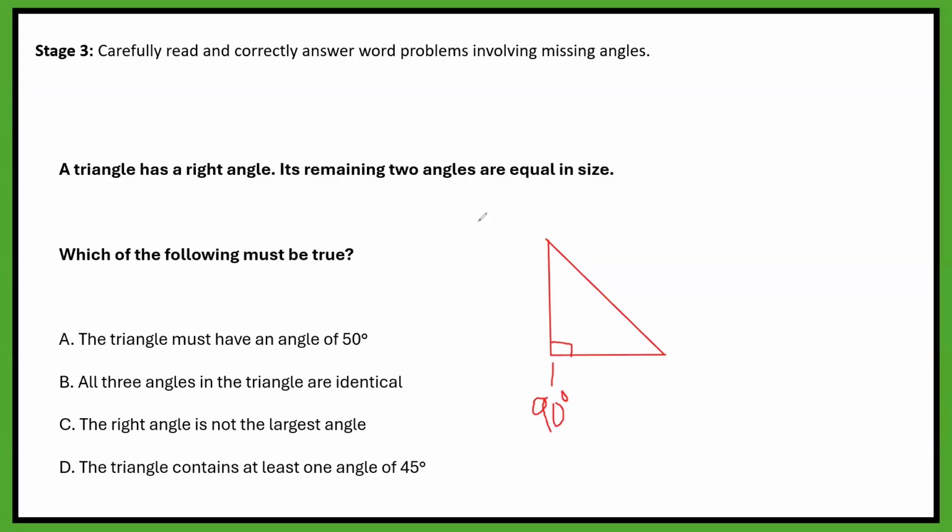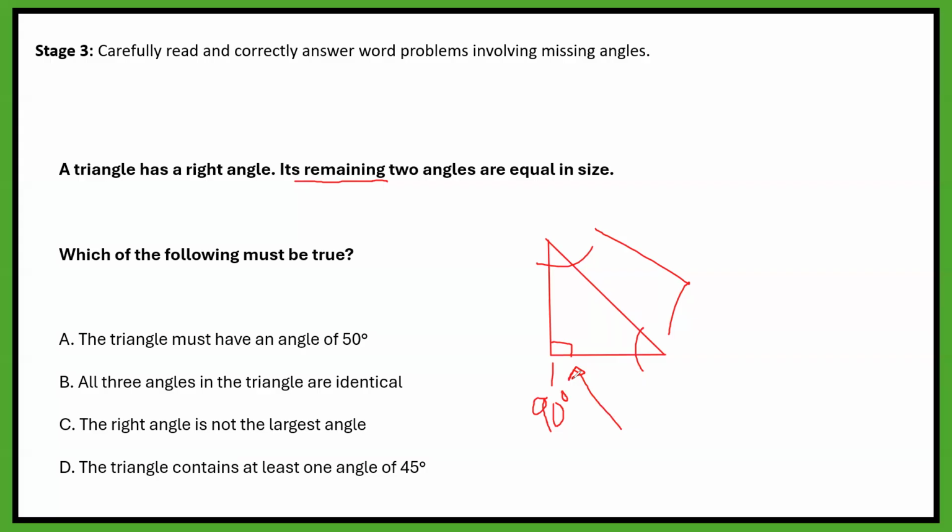And now, the second part of the question says the remaining two angles are equal in size. Even if you didn't draw them equally, that doesn't matter. What does matter is that these two numbers are equal. We need to figure out what those two numbers are, right? Now, we know that a triangle must add up to 180 degrees. We've already got 90 degrees here, which means there's only 90 degrees left, okay? Because 90 plus 90 is 180.